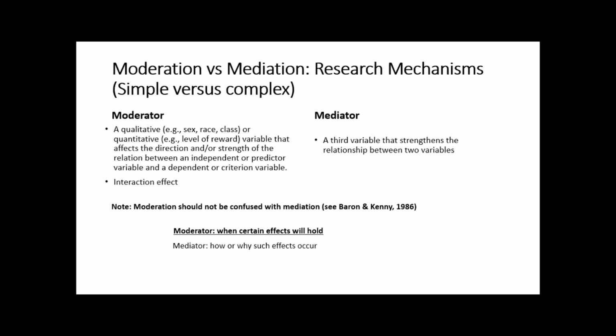So an alternative research mechanism, one of the most frequently investigated research mechanisms in the domain of social sciences, is the mediator. And a mediator is a third variable that strengthens the relationship between two variables.